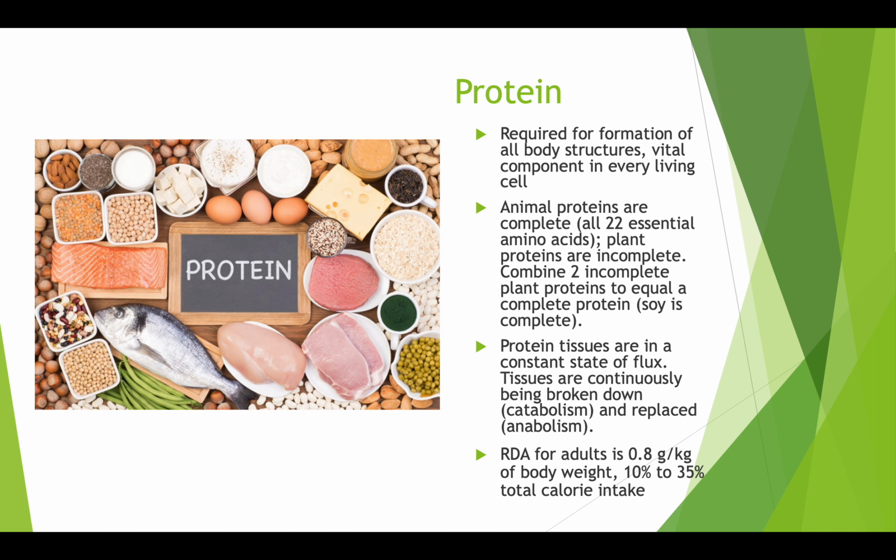It's Vinny. He's Italian. So protein tissues are in a constant state of flux, and what they mean by that is we're metabolizing. Tissues are remade, and they're broken down, they're replaced constantly, and catabolism is the breaking down, and anabolism is the tissues being replaced, or the cells. The recommended daily allowance for adults is 0.8 grams per kilogram of body weight, which equals out to about 10 to 35% of the total calories that we take in every day.